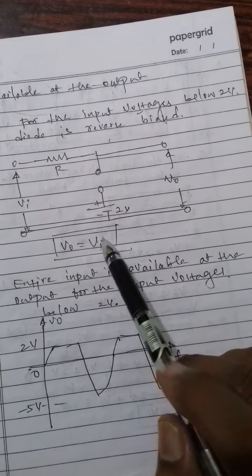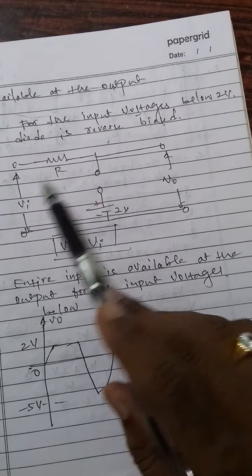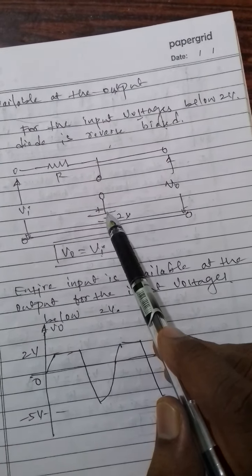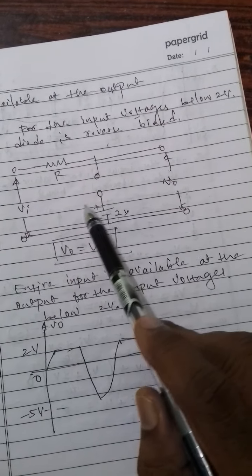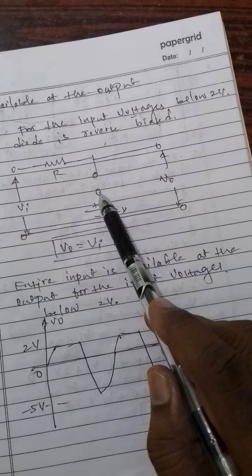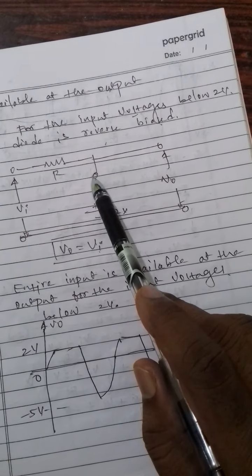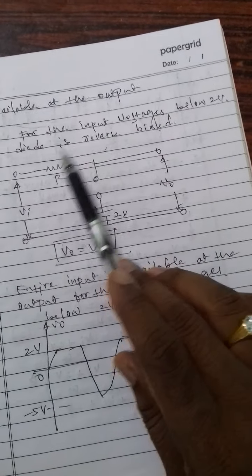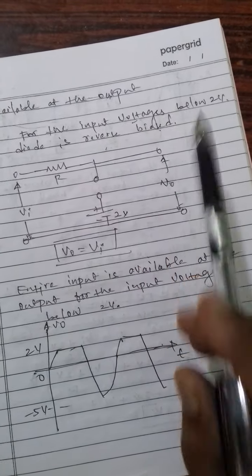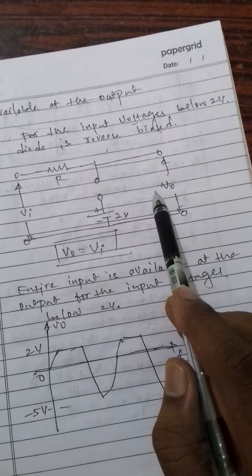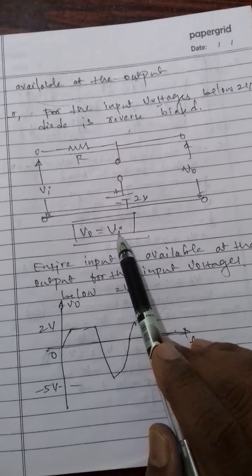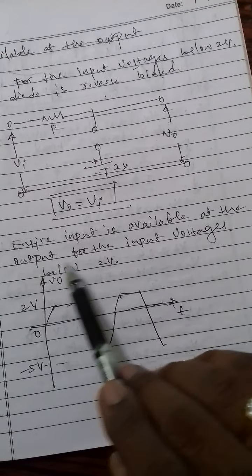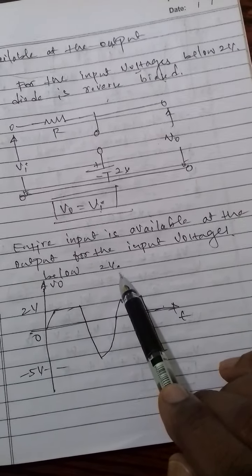Why is it reverse biased? Because the voltage at the anode is less as compared to the cathode. At the cathode it is 2 volts, but at the anode it is less than 2 volts. For the input voltages below 2 volts, whatever the input, it appears at the output. The entire input is available at the output for the input voltages below 2 volts.